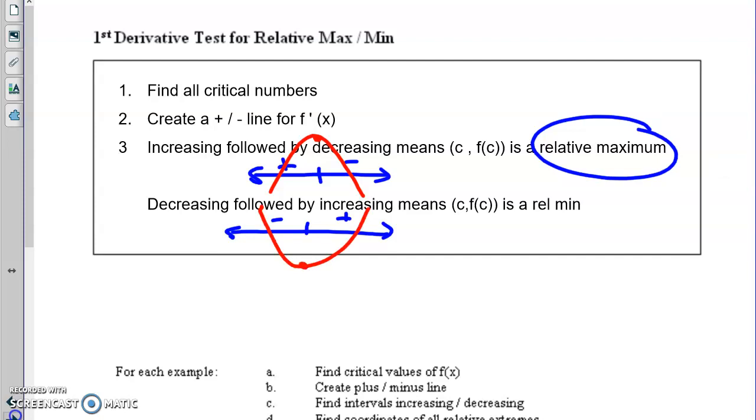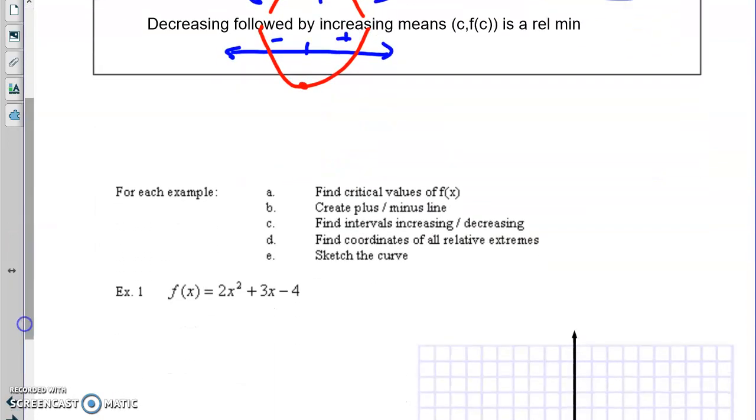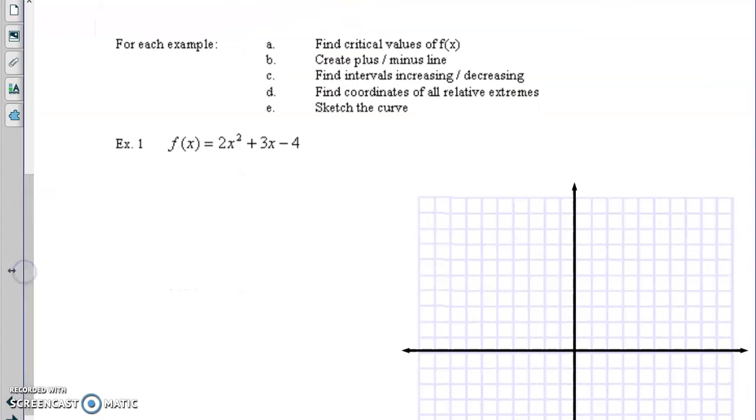All right, let's do one, maybe two. We got about 4 minutes. Find the critical numbers. Got it. Create a plus minus line, intervals increasing, decreasing, coordinates of all relative extrema, and sketch the curve. Yeah, we'll do a quadratic one. That's good. All right, let's go quick.